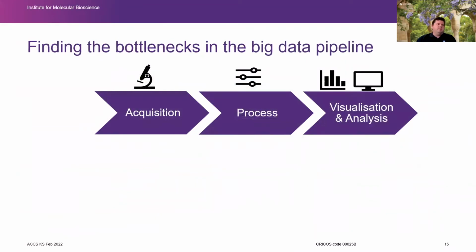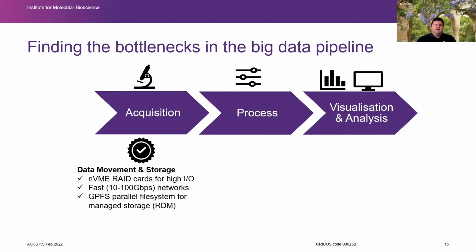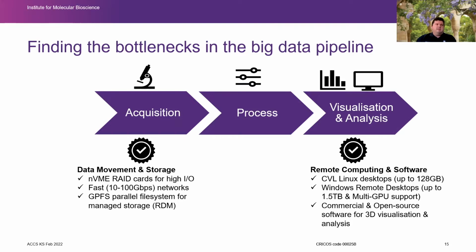So to go back to the pipeline that Jane outlined, we can begin to look at the pinch points that are occurring and see how we can fix those bottlenecks from the acquisition through to essentially publication. On the acquisition front, we felt that we had that at a pretty healthy level. We had those NVMe RAID cards, fast network, and the managed storage system with RDM here at UQ. On the visualization analysis, we could direct our users to CVL desktops or our own Windows-based VMs, and they can be connected up with commercial or open source software for their analysis.